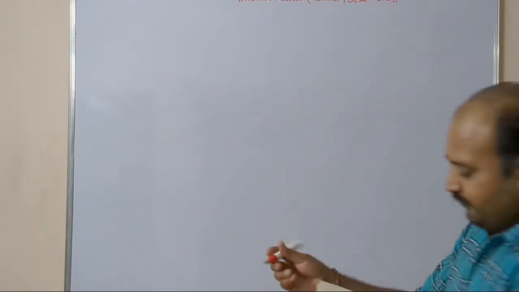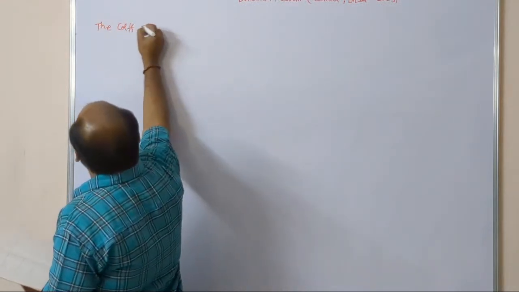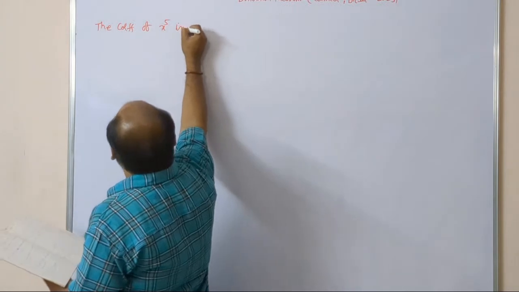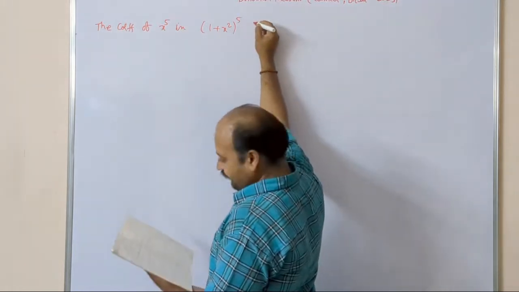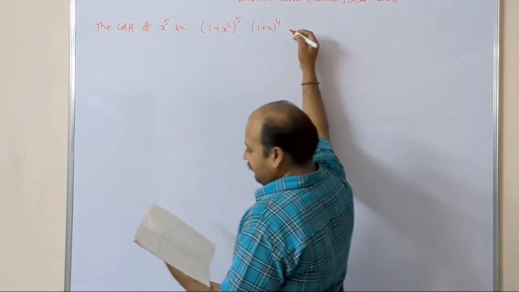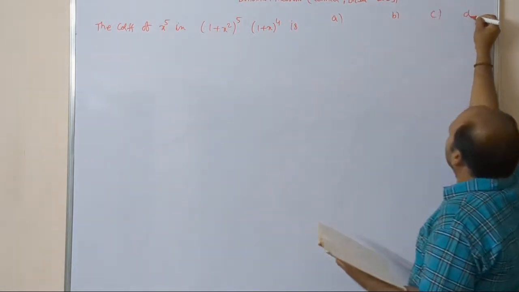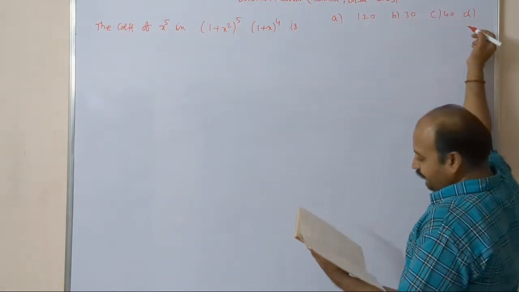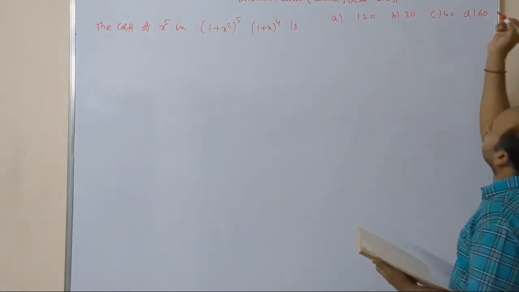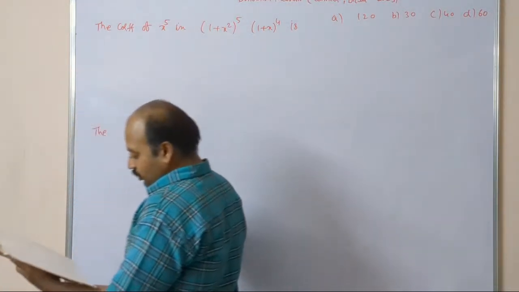Suppose the question is asking this way: the coefficient of x power 5. This type of question they regularly ask in the EAMCET exam or BITSAT exam. The options are 120, 30, 40 and 60. I will write 2-3 questions, then I will explain how to do.